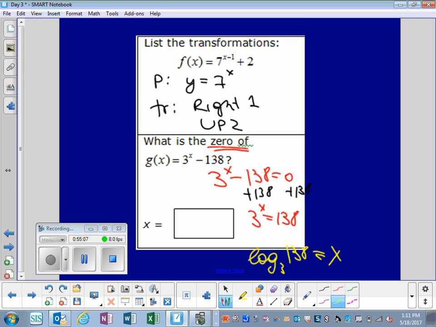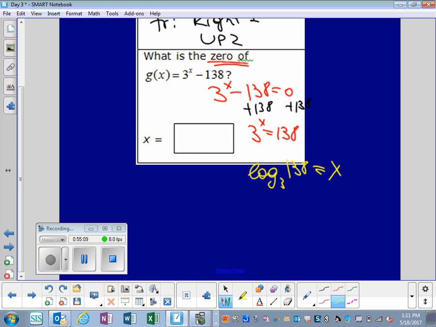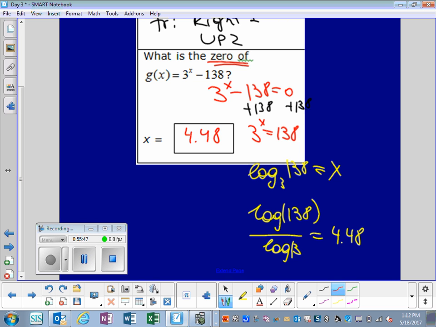So how do I evaluate now for the x? Log 138 divided by log 3 will give me my answer for x. If you enter this into the calculator, carefully pay attention to how your calculator is using parentheses. Log of 138 divided by log of 3 is 4.48. Yep. Perfect.